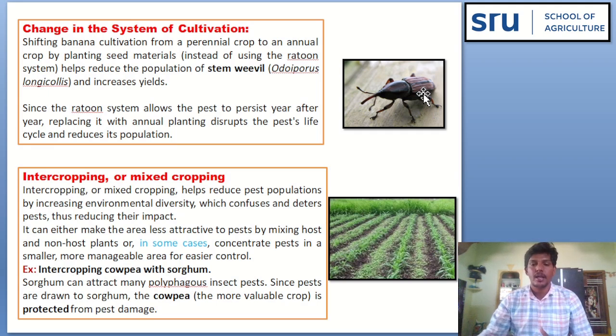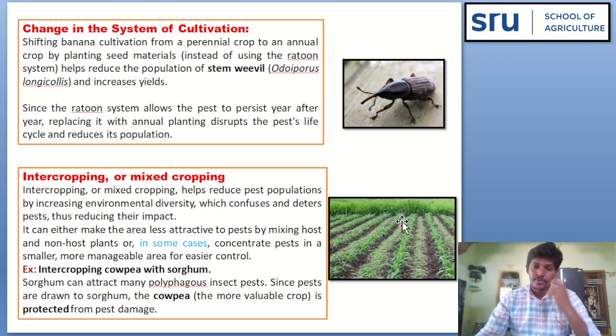Next, intercropping and mixed cropping. Intercropping or mixed cropping increases environmental diversity, which confuses and deters the pest, thus reducing their impact on the crop. This intercropping or mixed cropping makes the area less attractive by mixing host and non-host plants, or in some cases, it concentrates pests in a smaller area so that we can manage them easily.